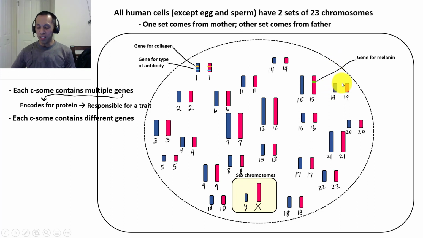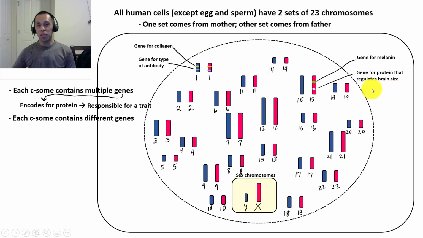So it turns out that melanin, this is the pigment that is not only responsible for skin tone, but also hair color and eye color as well. Another gene that's known to be found on everybody's chromosome number 15 is a gene that encodes for a protein that regulates brain size.